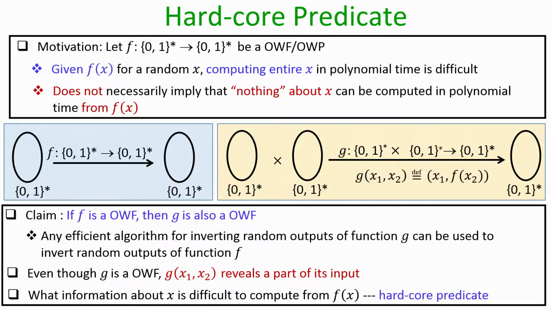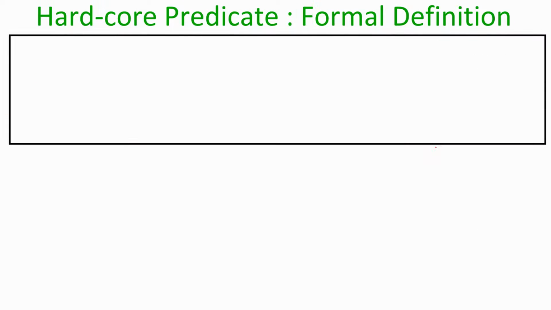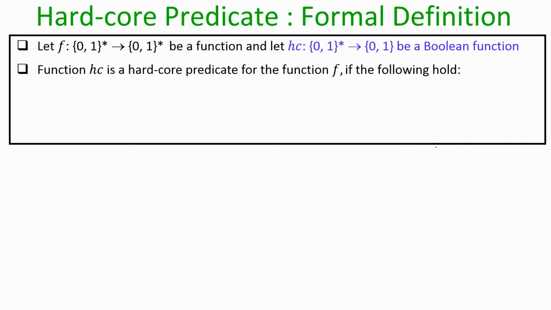So, this notion of hardcore predicate precisely models what is polynomial time computable from the value of the function f of x on a random input x. So, let us see the formal definition of this hardcore predicate. Imagine you are given a function from a domain of bit strings to a codomain of bit strings, and I stress that the function need not be a one way function, it could be a normal function. So, we are given a function f.